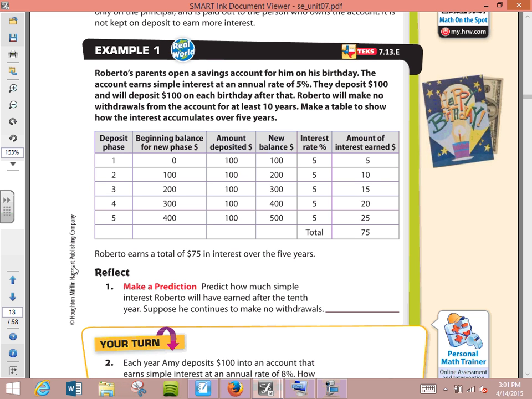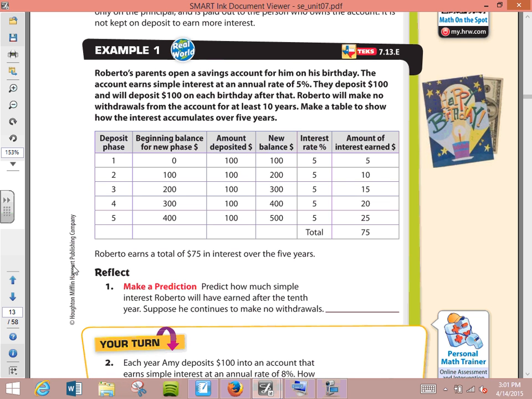So it says Roberto's parents opened a savings account for him on his birthday. The account earns simple interest at an annual rate of 5%. They deposit $100 and will deposit $100 on each birthday after that. Roberto will make no withdrawals from the account for at least 10 years. Make a table to show how the interest accumulates over 5 years.